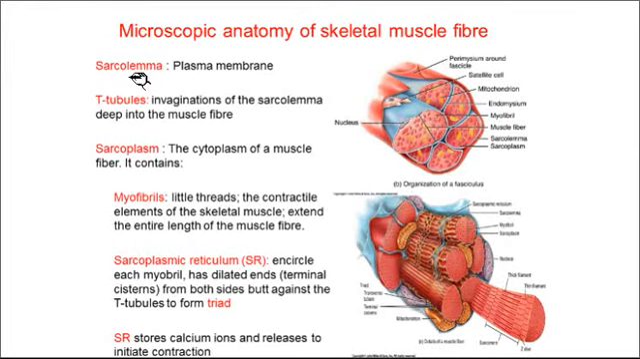So again, we have the sarcolemma, which is the plasma membrane covering the muscle fiber. The T-tubules are invagination of the sarcolemma deep into the muscle fiber. Sarcoplasm is the cytoplasm of the muscle fiber, and it contains myofibrils, which are little threads that contain the contractile proteins. And we have the sarcoplasmic reticulum that encircles each myofibril. It has dilated ends, the terminal cisternae, on both sides. The sarcoplasmic reticulum stores calcium and releases it to initiate contraction.